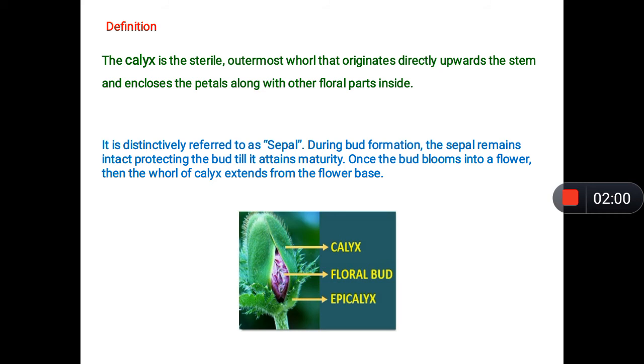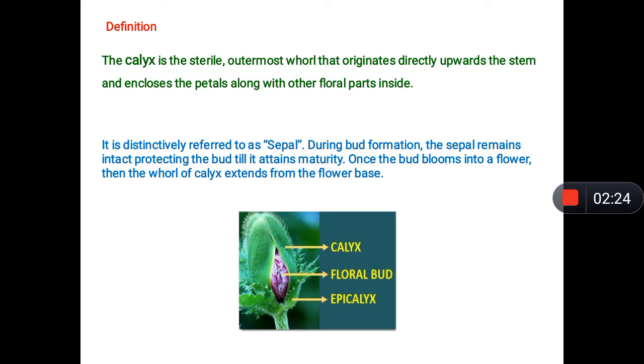Here we can see in the picture where exactly the calyx is, the colored part which is called the floral bud. Sometimes below the calyx, leafy structures are available or arise. They are called epicalyx. The calyx is distinctively referred to as sepal. Now the member of the calyx is called a sepal.